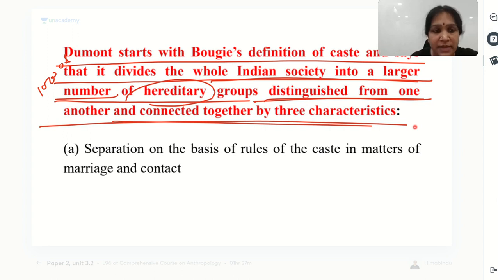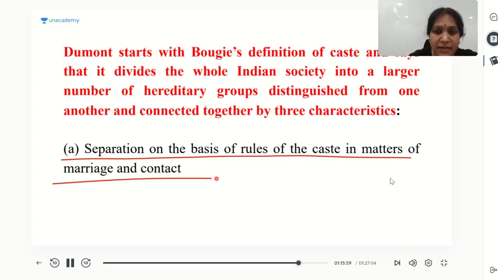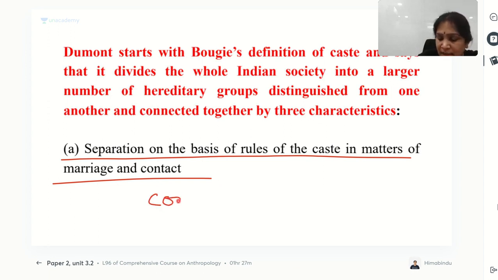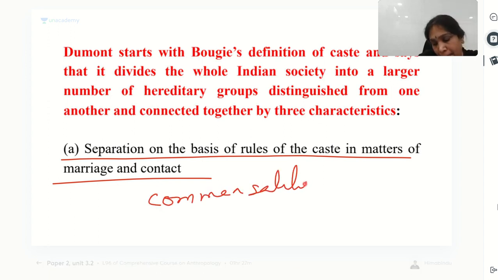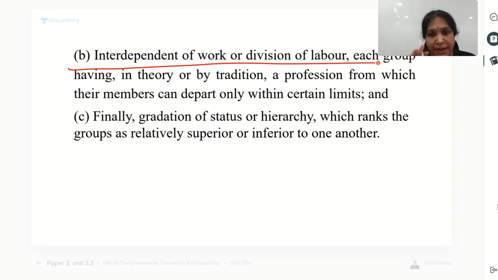That is, all the castes will have certain characteristics. One is separation on the basis of rules of the caste in matters of marriage and contact, isn't it? All castes are separated on the basis of rules of the caste in matters of marriage and contact. That is, whom to marry, with whom we can have contact. Do you remember this word, commensality? So whom we should mingle with, whom we have to maintain untouchability with. How many steps away? If it is a very low caste, more steps away, like that. Plus, interdependence of work, division of labor. All castes are interdependent, isn't it? No caste is independent, isn't it?